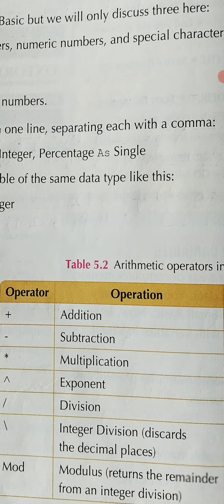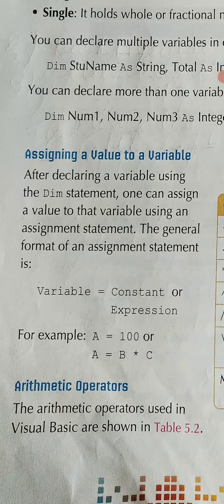In page number 84, have you seen this one, the paragraph on assigning a value to a variable? You are going to mark from after declaring. You are going to write from the same line. After declaring a variable using the Dim statement, one can assign a value to that variable using an assignment statement. Full stop.